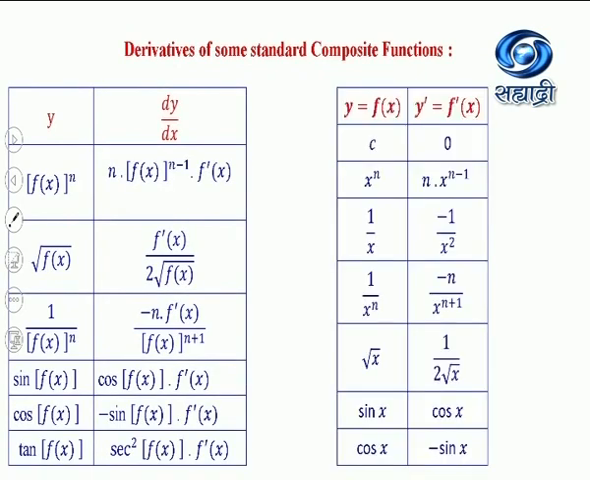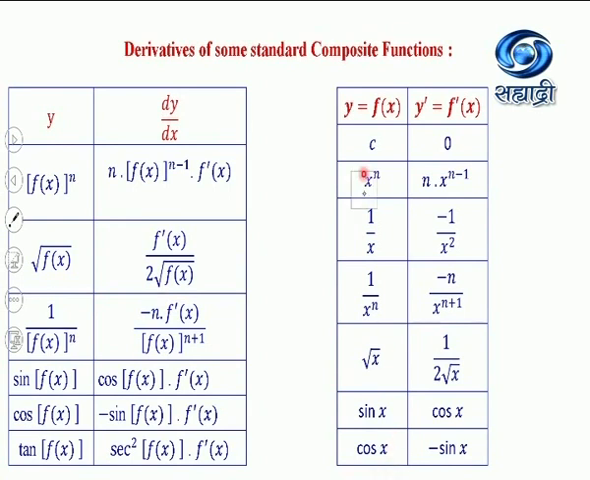Now see here. Already we see this is a formula. Derivative of constant is 0, derivative of x raised to n is n into x raised to n minus 1 in 11th standard. Now, instead of x, the standard functions in x are like x raised to n, 1 upon x, sin x, cos x, root x.